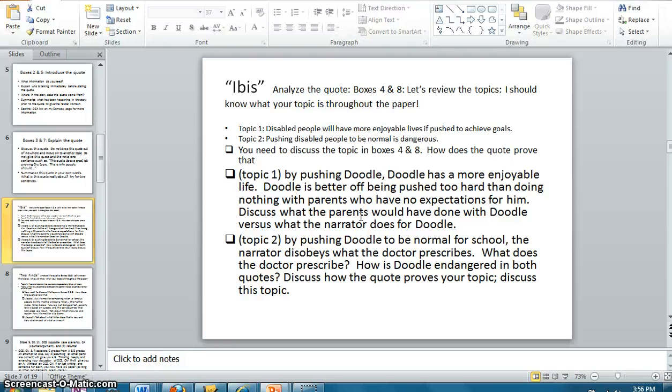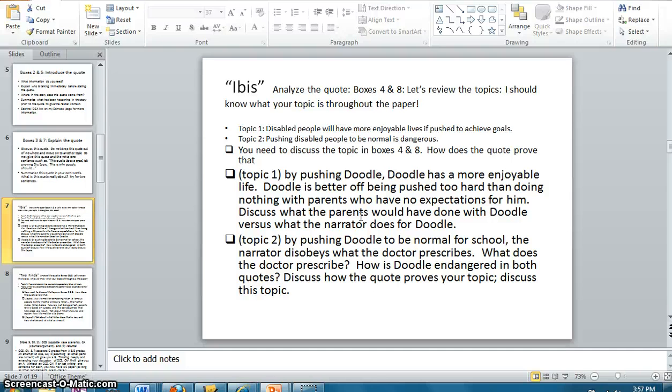What does the narrator do for Doodle that's dangerous? By pushing Doodle to be normal for school, the narrator disobeys what the doctor prescribes. In your paper, you should be telling me what the doctor prescribes. Do not assume I know the story. How is Doodle endangered in both quotes? In each of your quotes, tell me, you only need 2 quotes for the paper, tell me how Doodle is in danger. Discuss what the doctor said not to do. Talk about the narrator doing exactly what the doctor said not to do. Talk about what happens to Doodle.